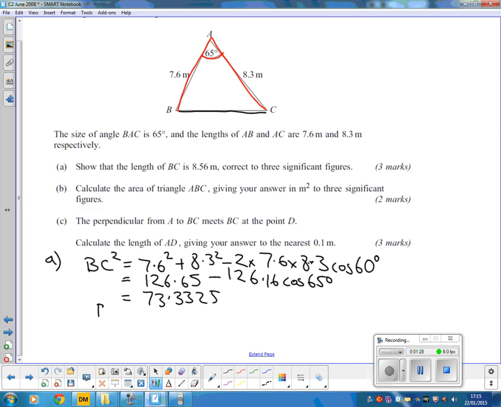Okay, I must remember to square root it, so BC is the square root of that, which is 8.5634, and it said correct to three significant figures. However, it says show that, so first of all I've shown more significant figures, and now I'm going to round to 3, so 8.56 to 3 significant figures, which is what they asked for.